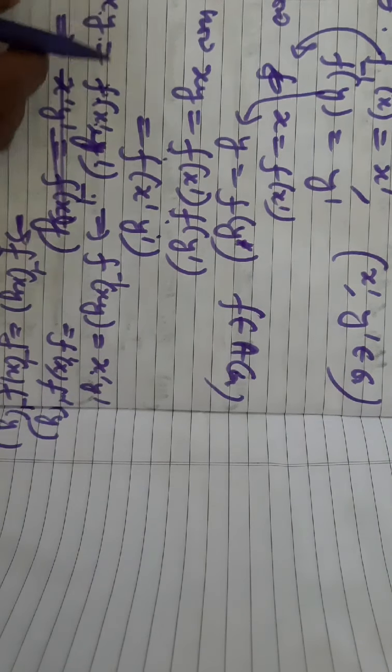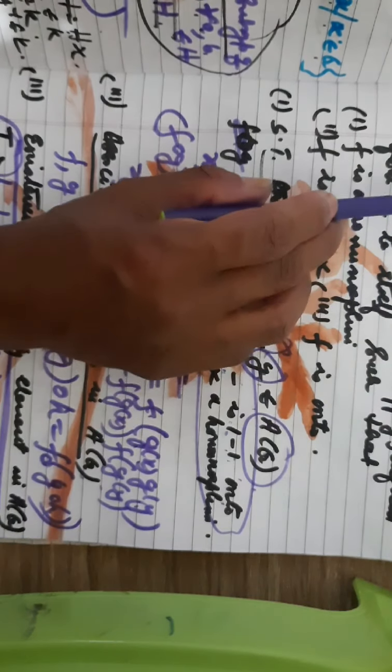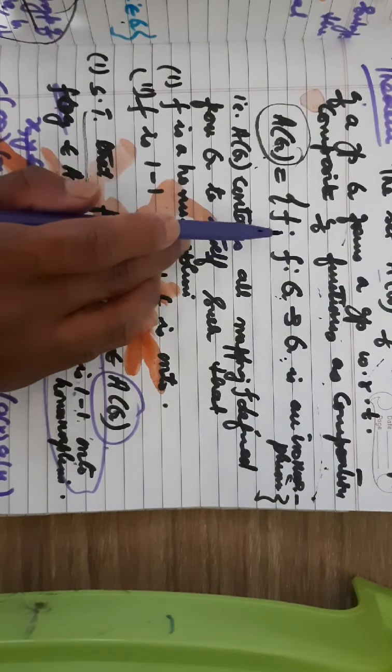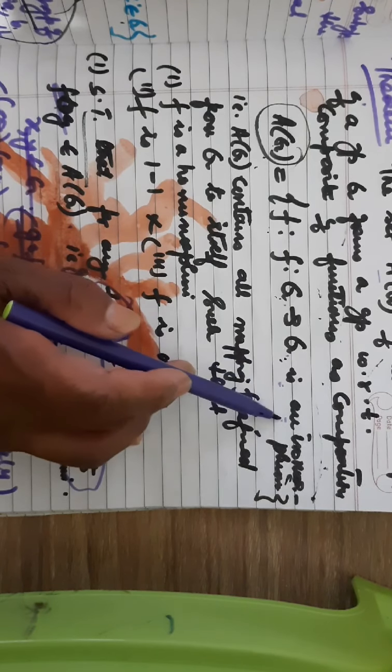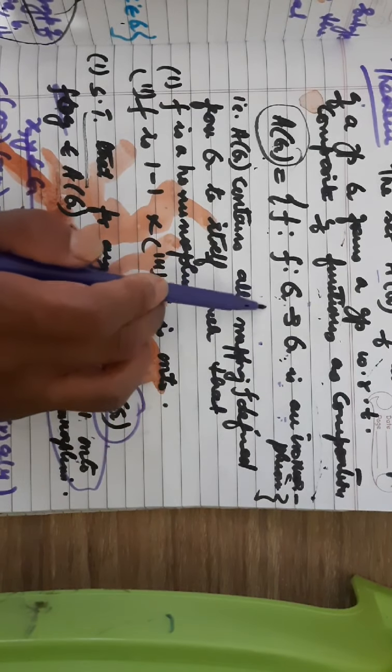So this proves that every element of A(G), that means every mapping f belonging to A(G), has an inverse in itself. Therefore, this set A(G), which contains the mappings f defined from G to G which are isomorphisms, that is 1-1 onto homomorphisms, satisfies all the group axioms.